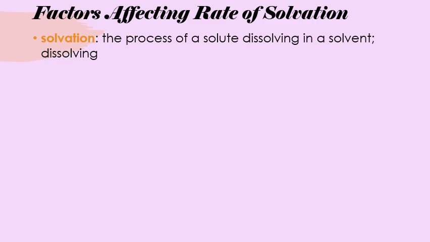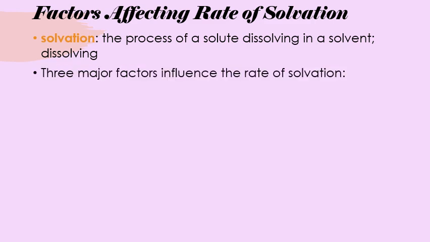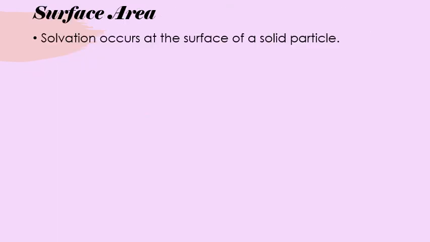So what are the factors that affect how quickly a solute will dissolve? We're going to talk about three major factors: surface area, agitation, which is a fancy word for stirring, and temperature. Surface area, we'll talk about this first.